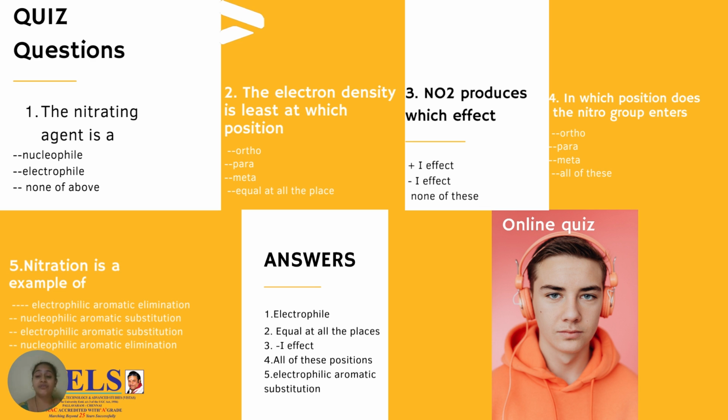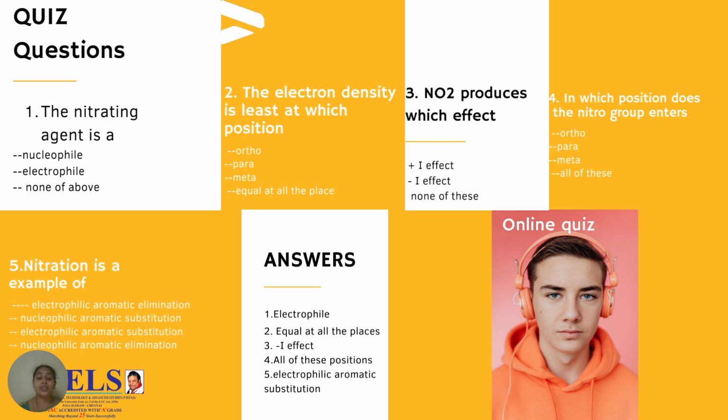Then coming to the next question, in which position does the nitro group enter? As I said, if it is a simple benzene ring, generally it will go to all the positions. But if it is a mono-substituted benzene, the nitro group will go to the position decided by the already substituted group which is present on benzene. If it is an electron releasing group, the nitro group will go to the ortho and para positions, whereas if it is an electron withdrawing group, it will go to the meta position. But if it is simple benzene, it may go to any of the positions.